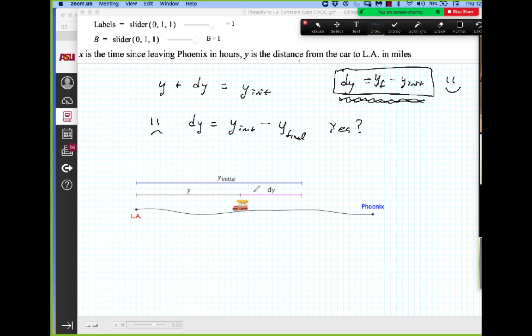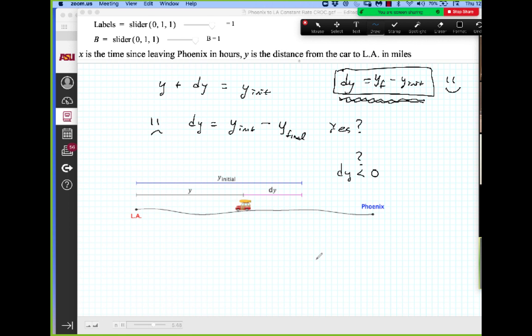I think it has something to do with the fact that the change in y is negative, because the speed that we were given for the problem has to do with him leaving Phoenix, like how far he is from Phoenix, not how close he's getting to LA.